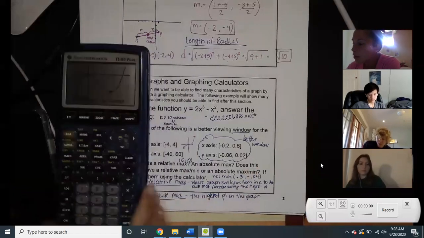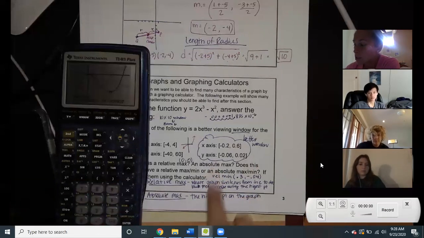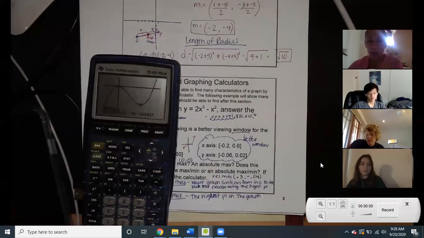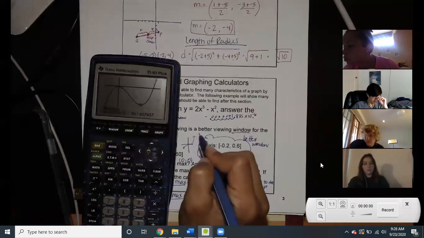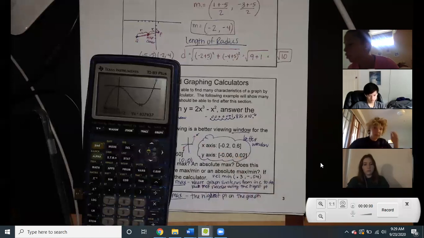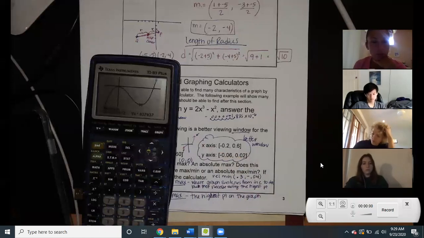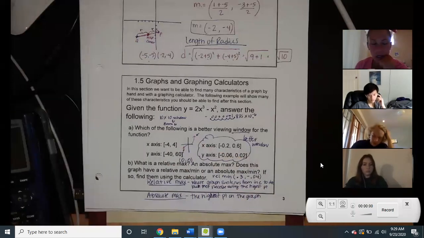There are no relative or absolute maxes or mins, okay, because my graph is going to shoot off in each direction, kind of like we drew right here. So there's no absolute max, no absolute min for this function, okay? Any questions at all?